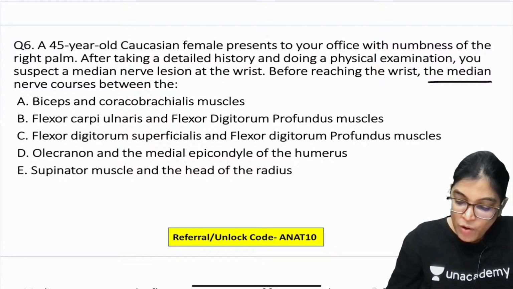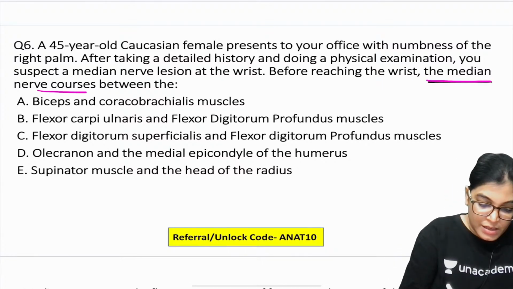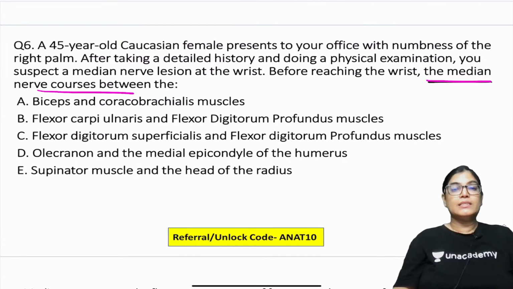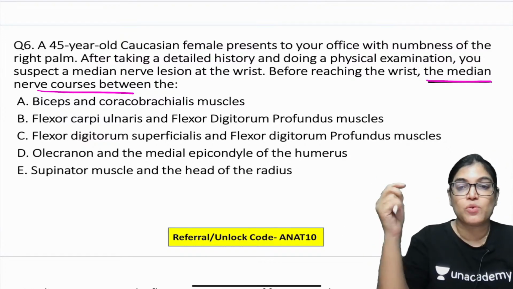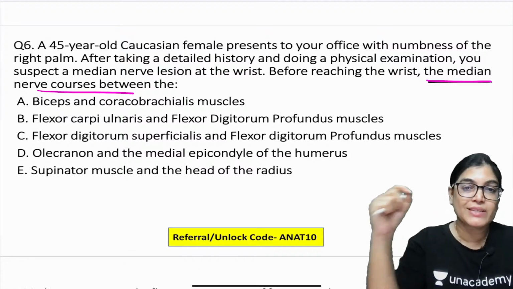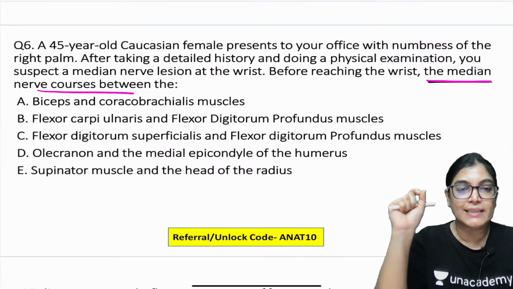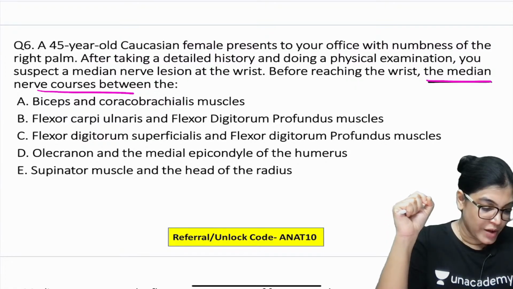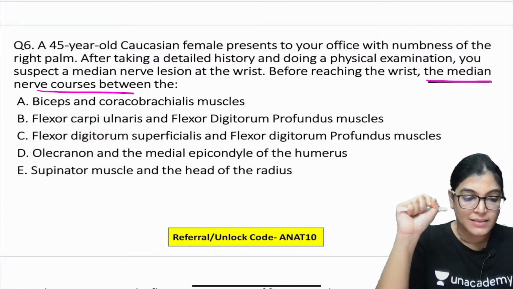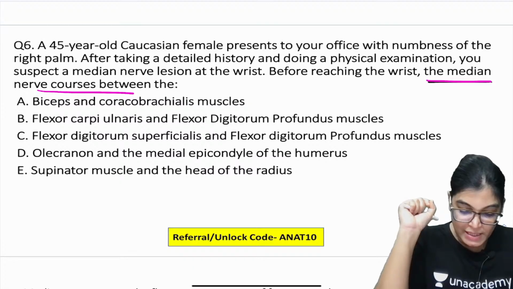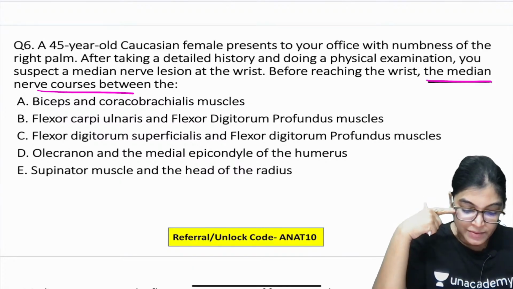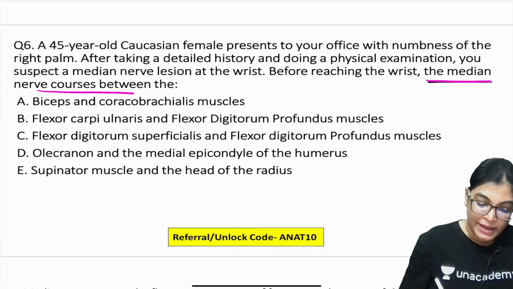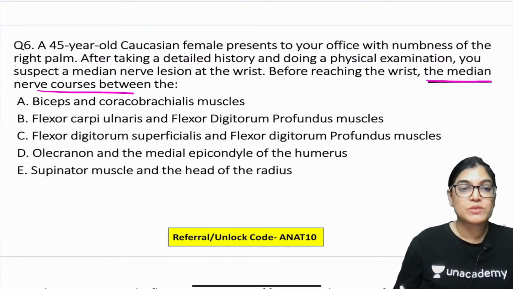So here the key point is that we have to suspect a median nerve injury, a lesion at the wrist. So we have to tell the course of the median nerve before reaching the level of the wrist, exactly which two muscles it lies between. So yes, mixed bundle of answers, more of B and C. The confusion is between B and C. Dear, this is the median nerve, so why are you taking flexor carpi ulnaris in B? So B will be absolutely wrong.